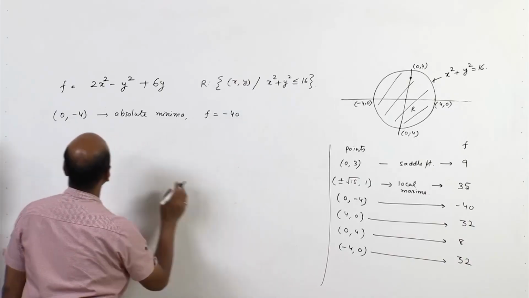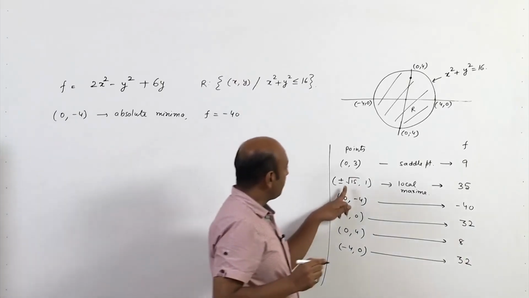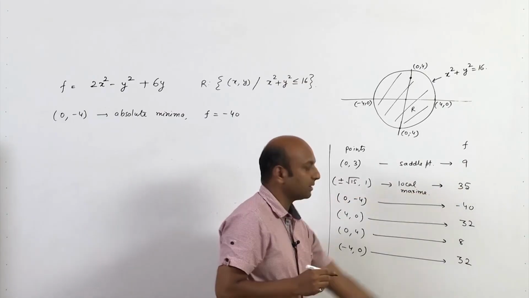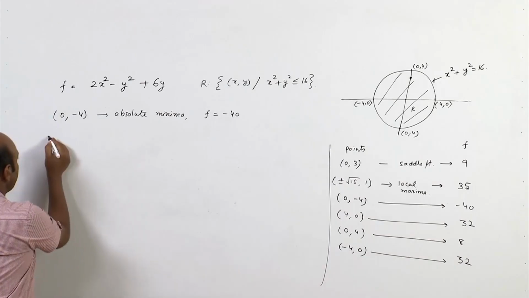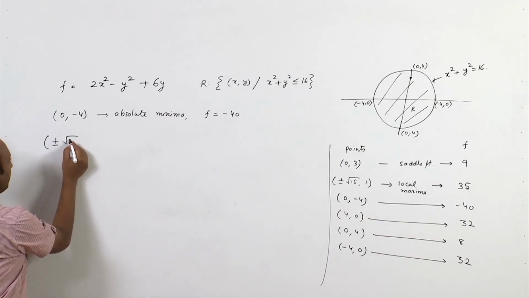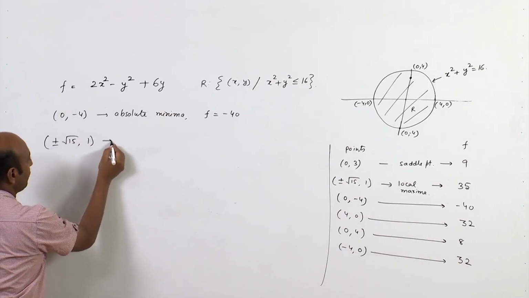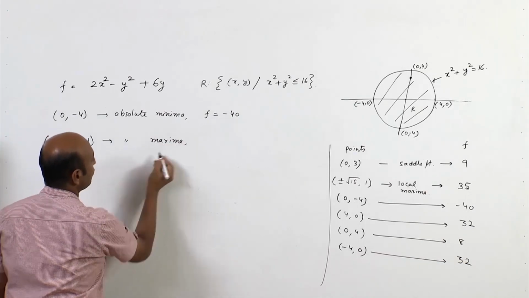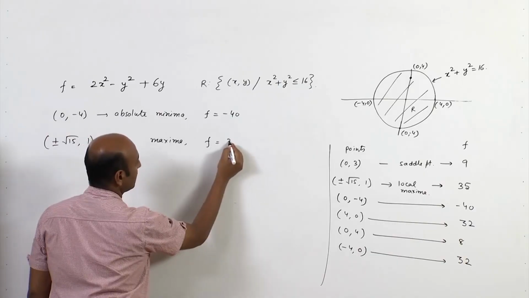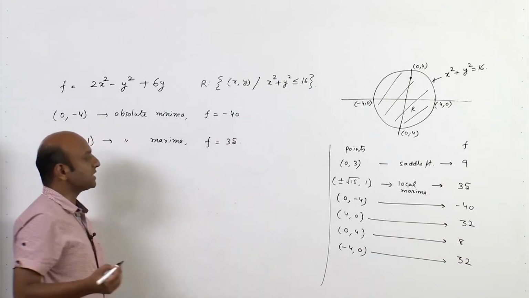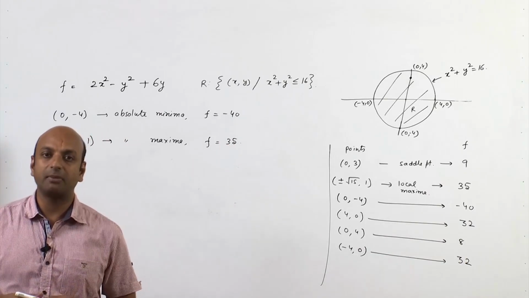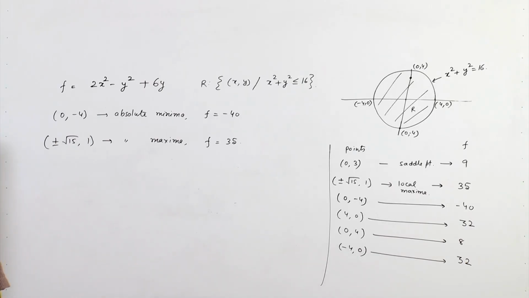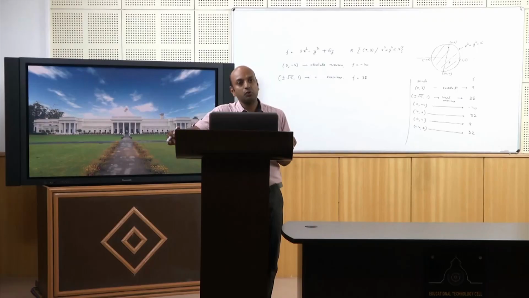And plus minus root 15 comma 1 is a point of absolute maxima. So, plus minus root 15 comma 1 is a point of absolute maxima, and the absolute maximum value is 35. So, that is how we can find the absolute maxima and absolute minima of a function when a closed and bounded region is given to us.